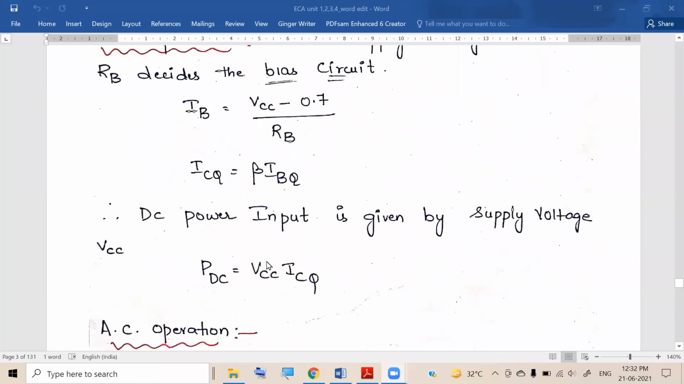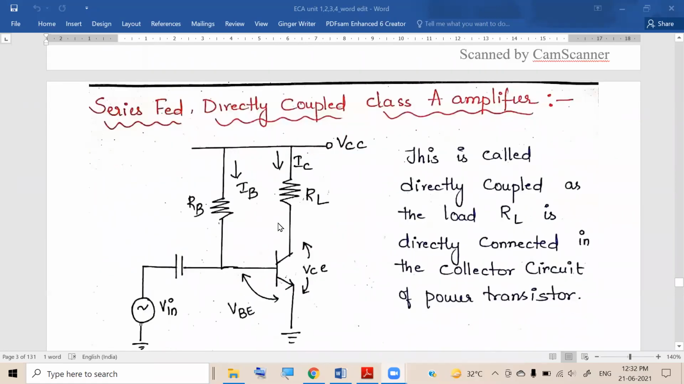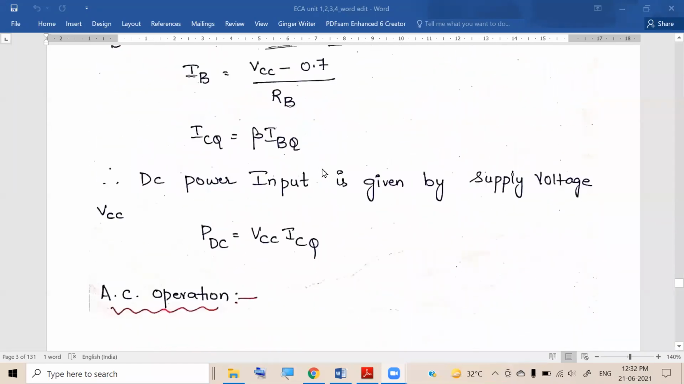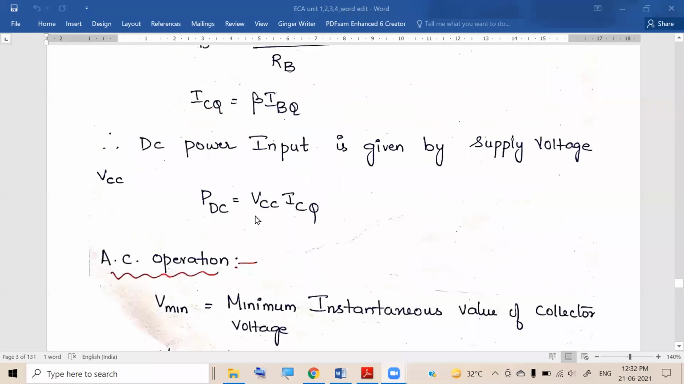So actually it is VCC into IBQ plus ICQ, but usually this IBQ, the base current, is very small, so you can neglect it. So the power supplied by the DC source, we can approximate it to be VCC into IC. For DC we will add Q. So the power supplied by the DC source is VCC multiplied by ICQ.